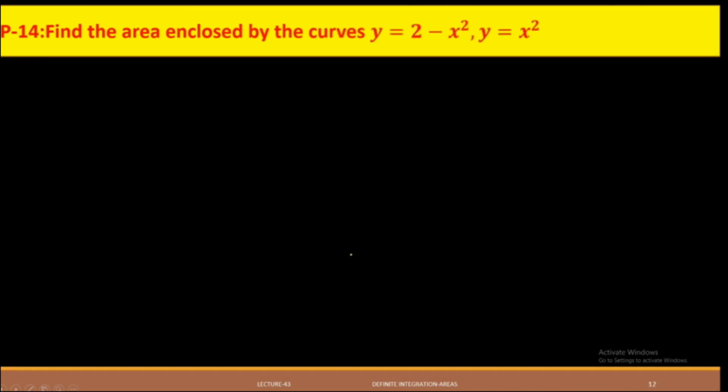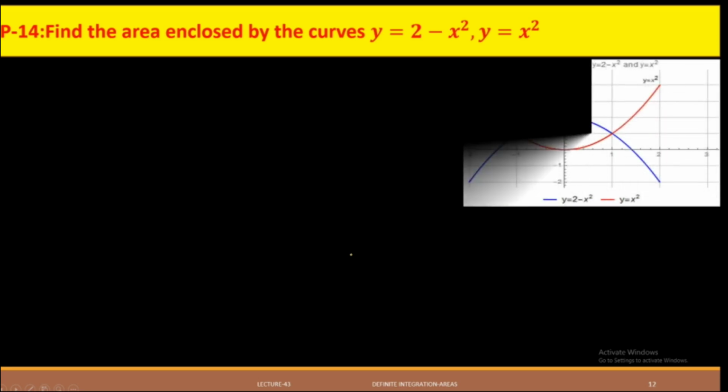Find the area enclosed by the curves y is equal to 2 minus x square and y is equal to x square. So y is equal to 2 minus x square is a parabola that we have discussed in the graphical transformations lecture, and y is equal to x square is also a parabola. So plotting these two parabolas on the coordinate axis will give me this figure.